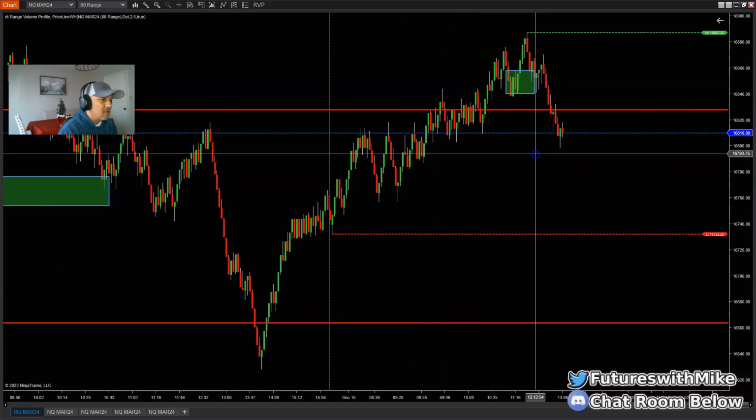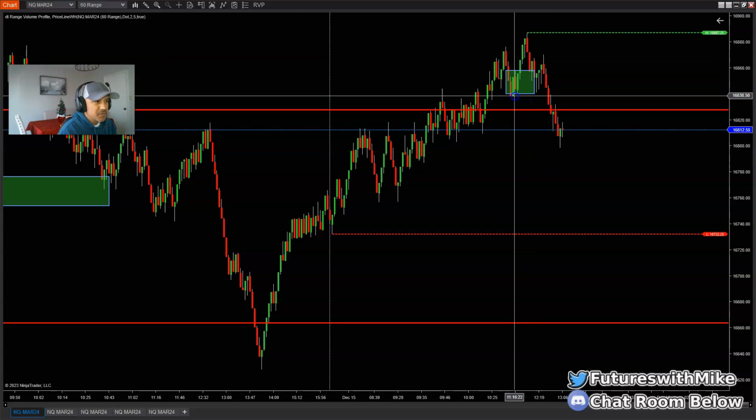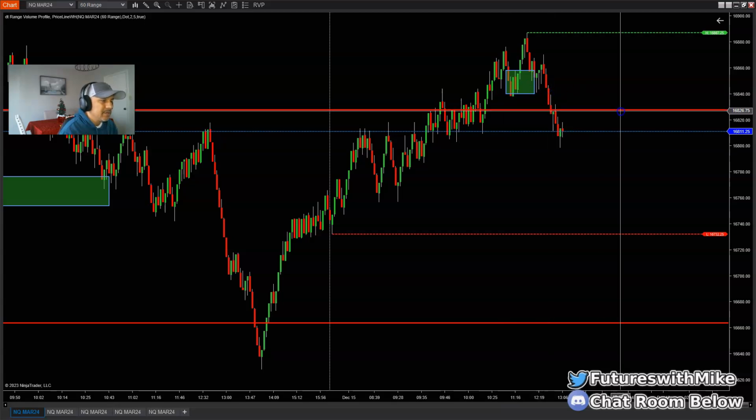So I'm still long. But I don't see any clean areas of demand below to where it possibly could react. Now that we broke structure right here, below 838 and a half to the downside, what could I possibly be looking for or looking at?